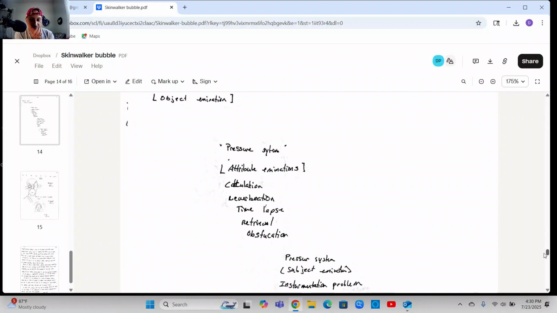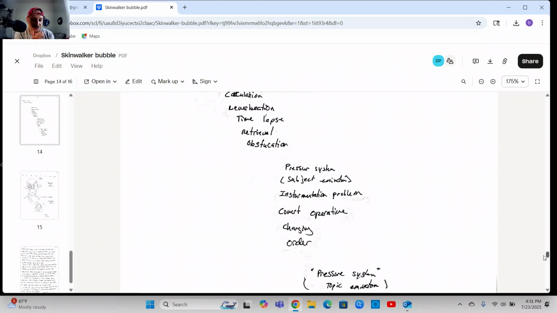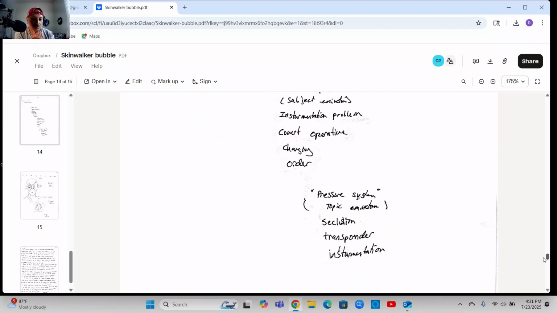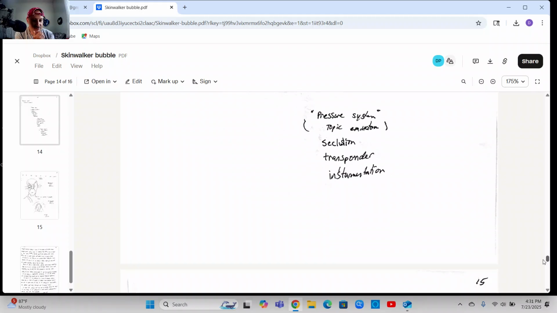I got calculation, reverberation, time lapse, retrieval, obfuscation, instrumentation problem for the subject, covert operative, charging, in order. On the topic, I got seclusion, a transponder, and instrumentation.